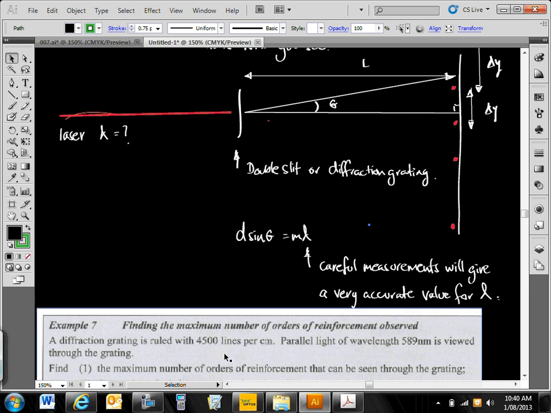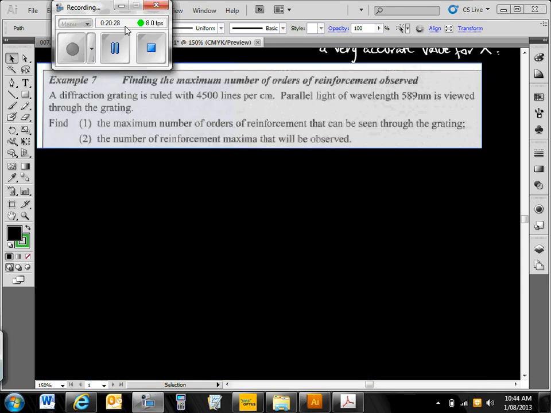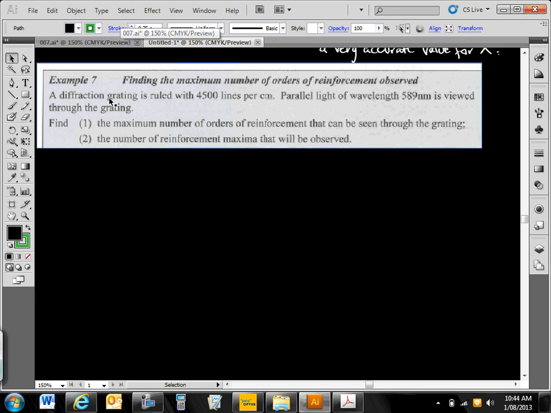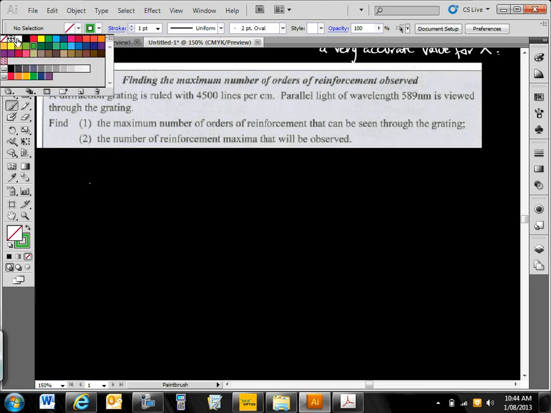The diffraction grating is given as 4,500 lines per centimetre. The wavelength of the light is given. Find the maximum number of orders, how many of these there are, of reinforcement that can be seen through the grating, firstly. So we'll have a look. We'll do our conversions first. We'll find our value for d.